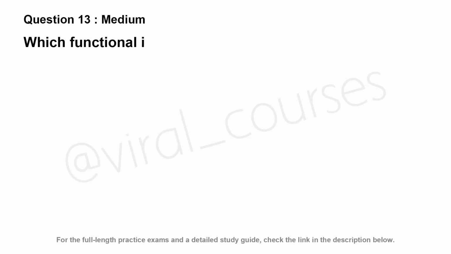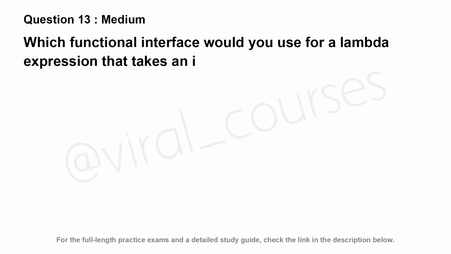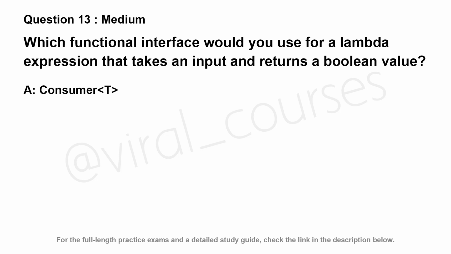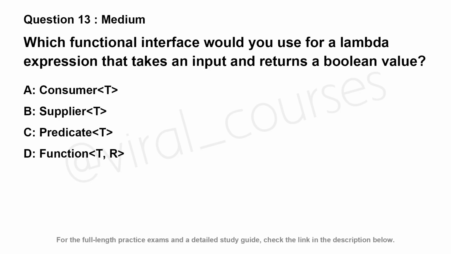Which functional interface would you use for a Lambda expression that takes an input and returns a Boolean value? Option A. Consumer<T>. Option B. Supplier<T>. Option C. Predicate<T>. Option D. Function<T, R>.